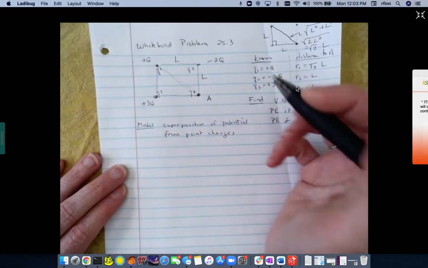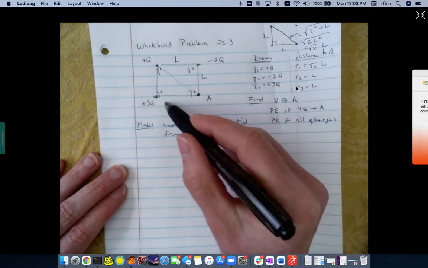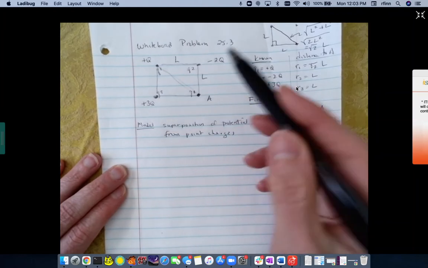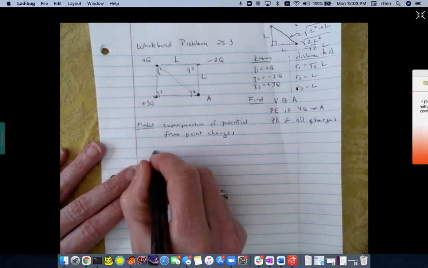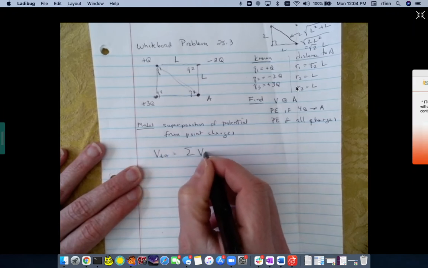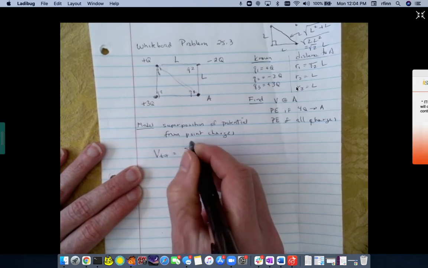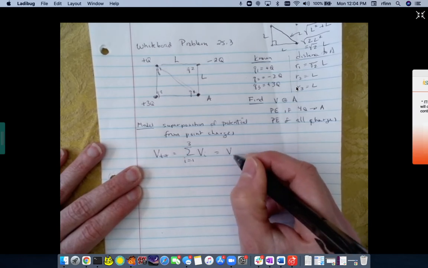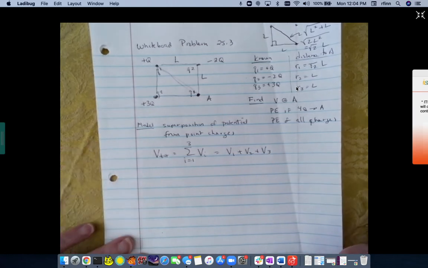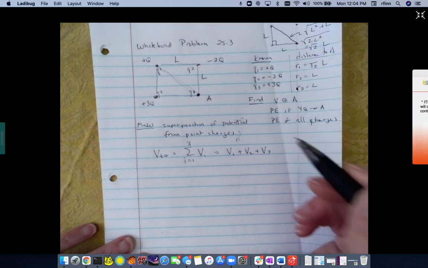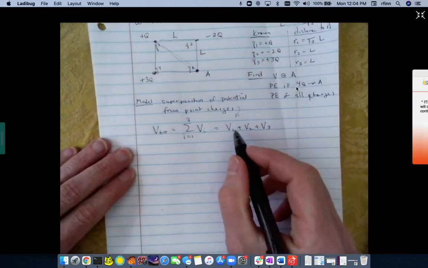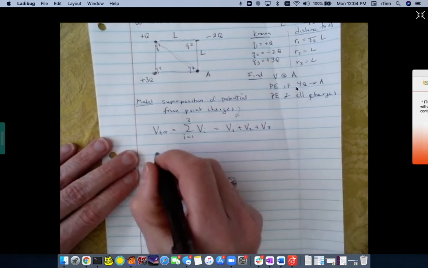Okay, so then our potential at point A, given this model, is going to be the sum of the potential contributed from charge 1, charge 2, and charge 3, right? So our total potential is the sum of the potential of each charge, i equals 1 to 3. So potential from charge 1, potential from charge 2, plus the potential from charge 3. So this model leads to this equation. Okay, and then potential is a scalar, so we don't have to worry about directions or anything. We're just adding these numbers together.